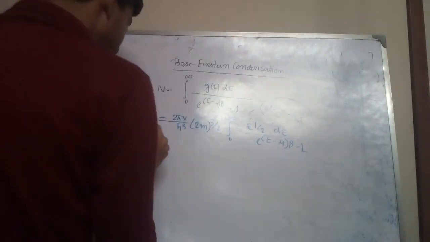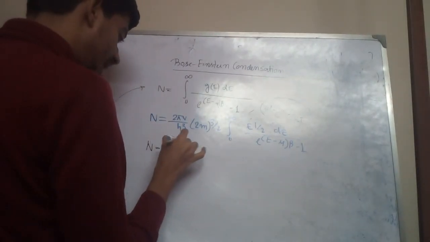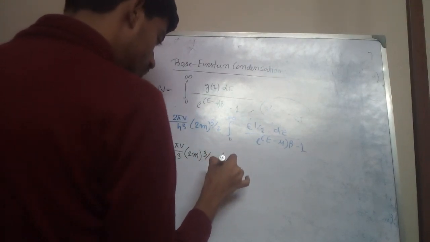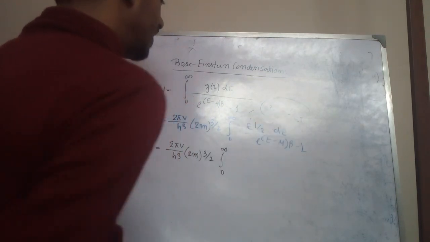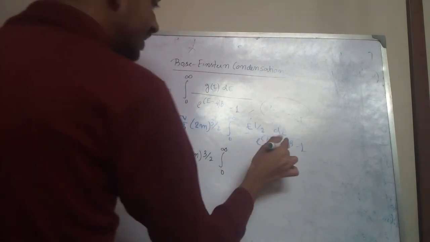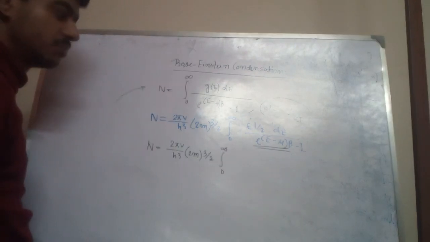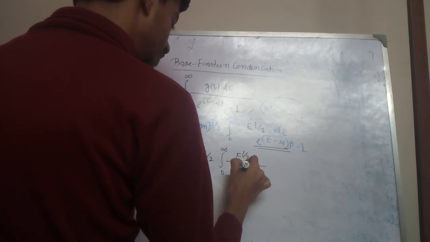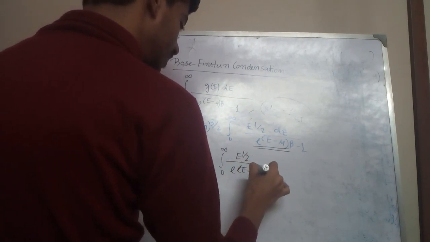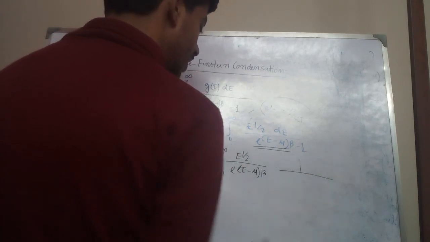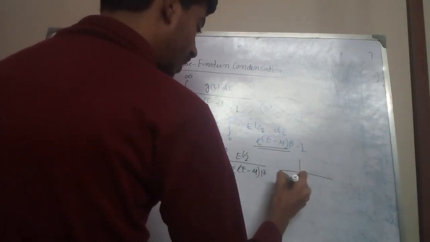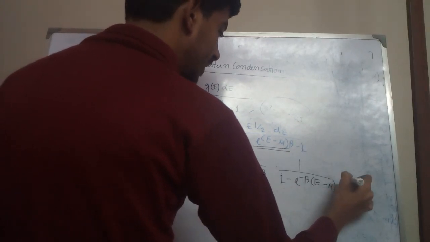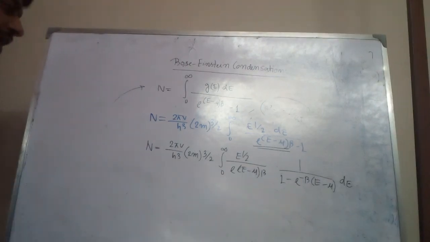So N is 2 pi V by h cube, 2m to the power 3 by 2, integral from 0 to infinity. We divide numerator and denominator by the term e to the power (e minus mu) beta. So e to the power half by e to the power (e minus mu) beta, into 1 divided by 1 minus e to the power minus beta (e minus mu), dE. This equation looks like this.